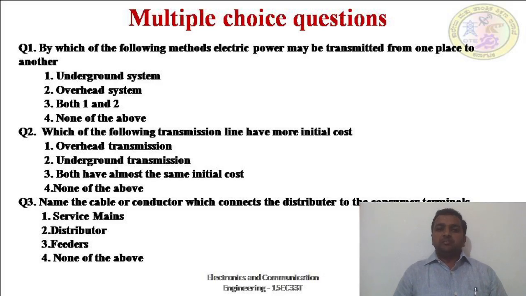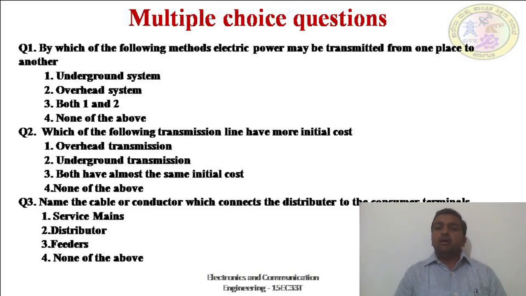The answer is underground transmission. Because overhead transmission can be seen with the help of your eyes. You can do whatever you want. But for underground transmission, the laying cost will be very huge. Hence, underground transmission takes a lot of initial cost compared to the others. Let me move on to question number 3.